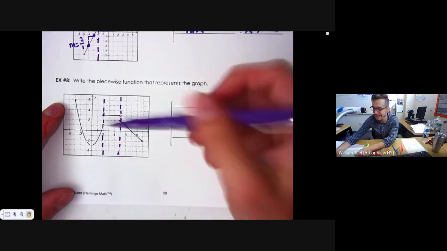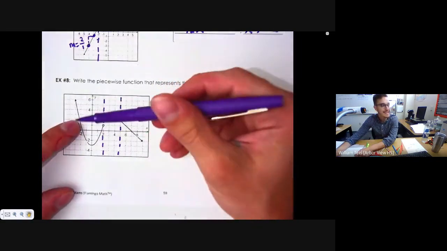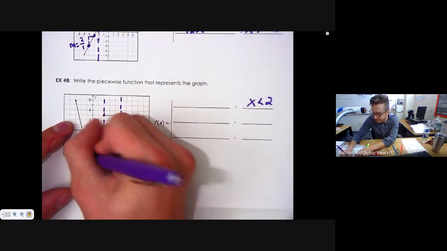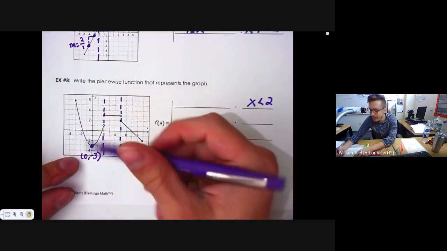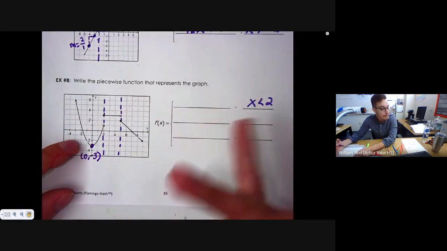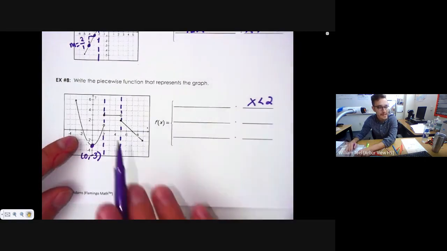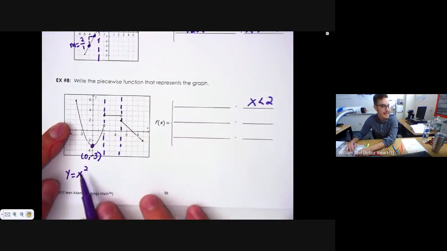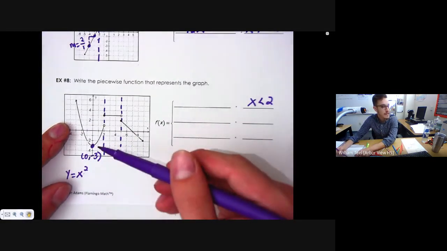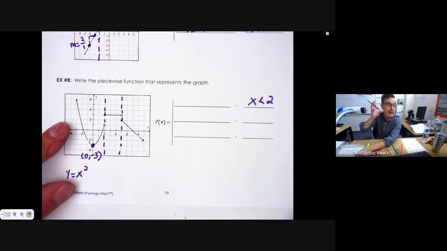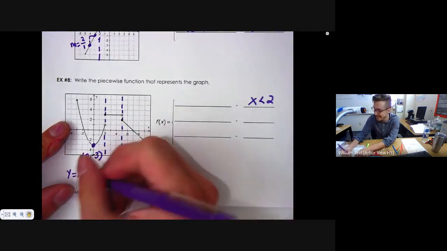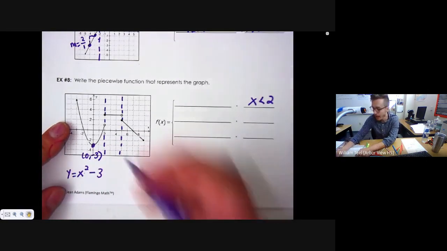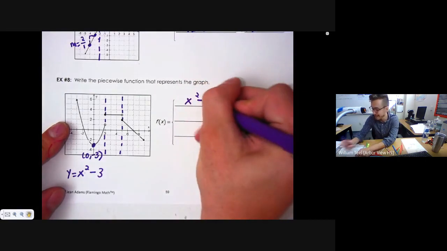Now let's figure out what equation represents that graph. Now obviously this graph is a parabola. My vertex is down here at 0, -3. So if you remember how we graph or write the equation of these parabolas, you might remember that we have y equals x squared. That is the parent graph, so that's when our vertex is at 0, 0. But since our vertex here is at 0, -3, we essentially have shifted the graph down 3 points. So that means this is going to be x squared minus 3. So at x is less than 2, our graph is x squared minus 3.